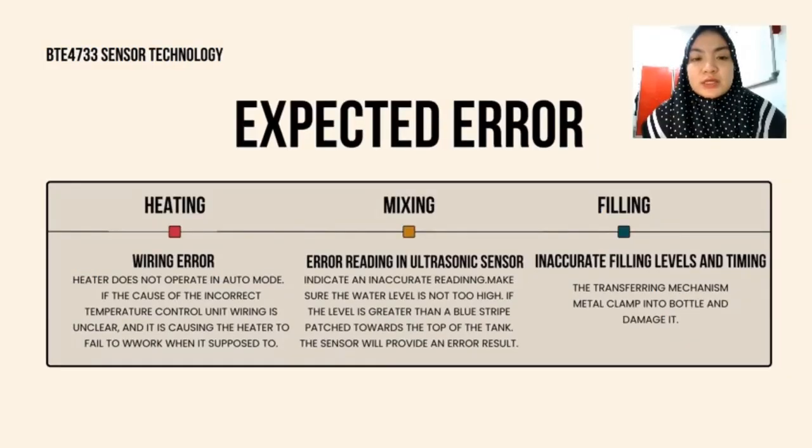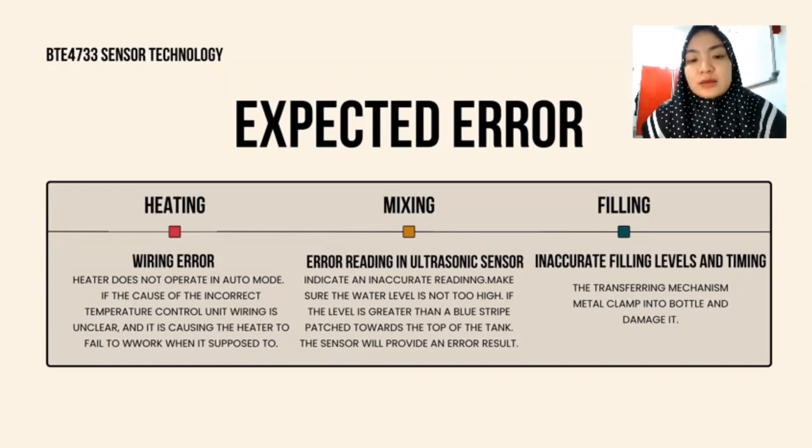Next is the expected error for the system. At the heating stage, the expected error is a wiring error. If the heater does not operate in auto mode, the cause is incorrect temperature control unit wiring, which causes the heater to fail to work when it is supposed to.